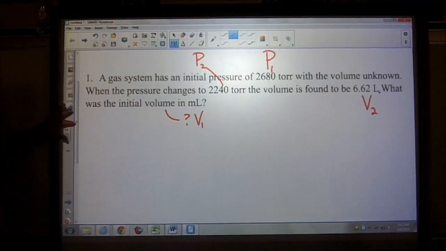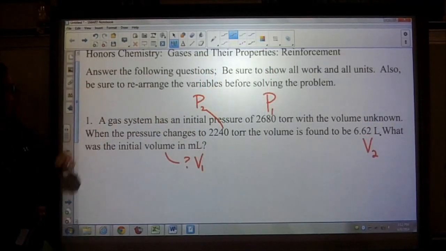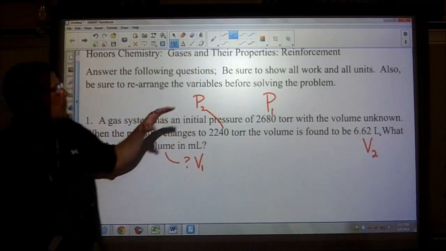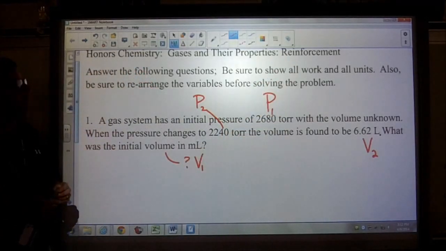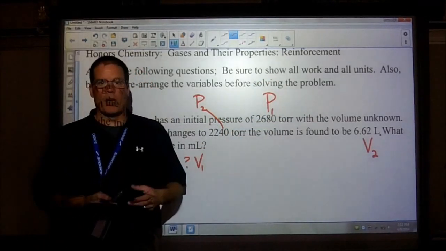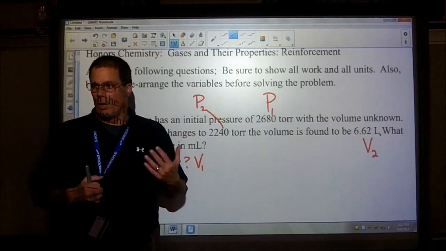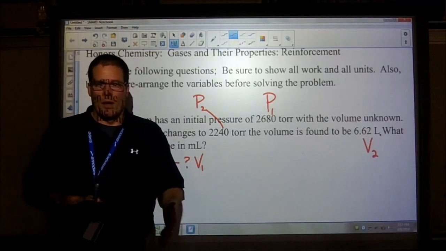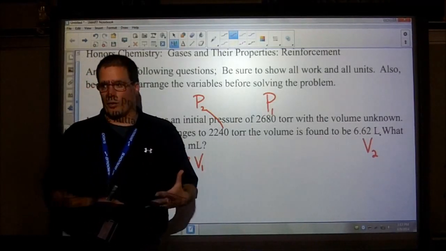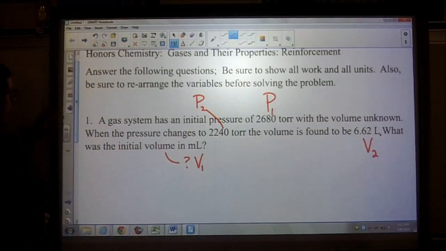So again, I made a note up here that says to make sure that you answer the following questions. Be sure to show all work, show all units. Also, be sure to rearrange the variables before solving any of the problems. This is just a good practice to get into. I know a lot of you don't really like rearranging variables, but once we start working with more variables, this is going to be a good skill set to have.